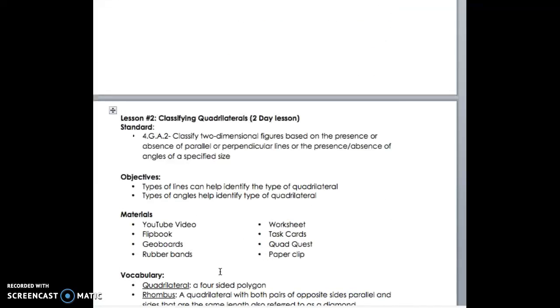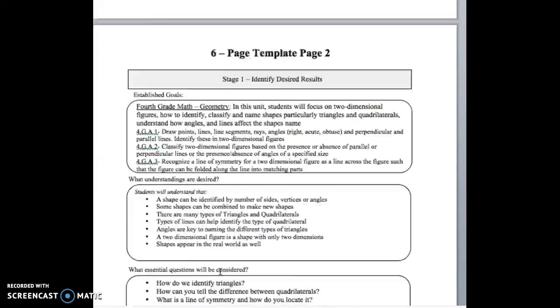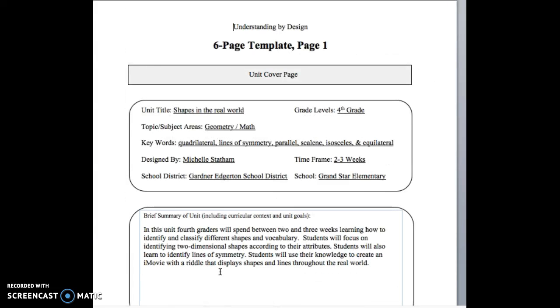Overall, this is how I have created my geometry unit using the Understanding by Design. And I really hope my students are engaged and really enjoy all the different activities that are planned throughout it, and that they'll really meet my goals that I've set for them.